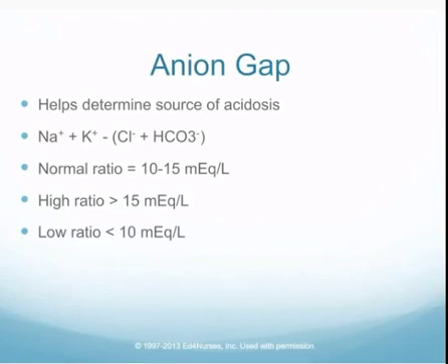A metabolic acidosis can come from a variety of different factors. It could be from shock. It could be from diabetic ketoacidosis. It could be from poisonings or taking different drugs. So there's a lot of things that can cause a metabolic acidosis.